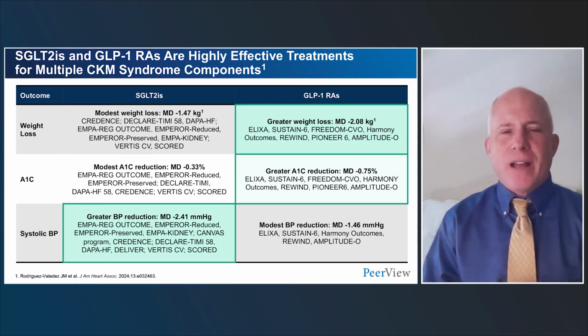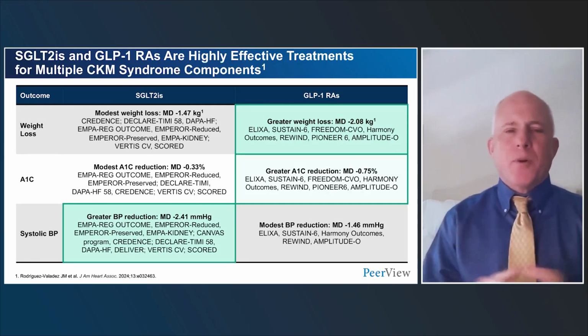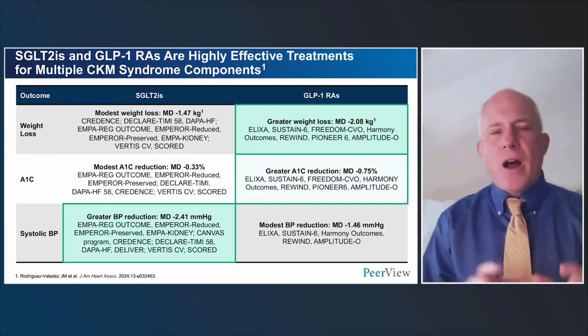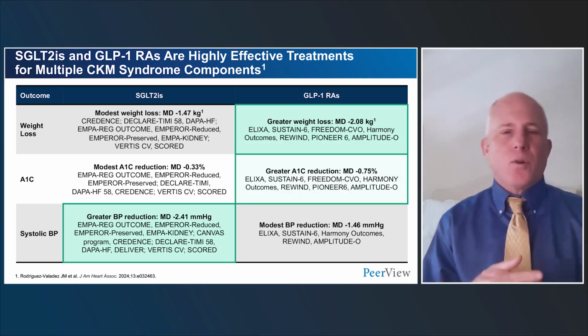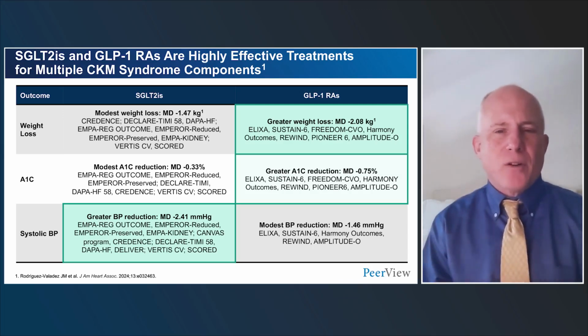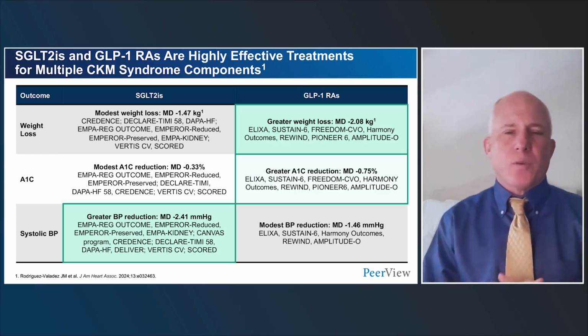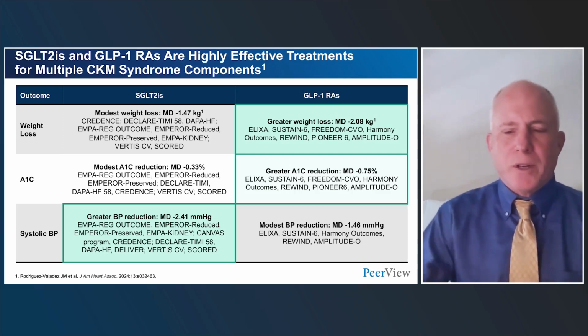As we think about these agents, SGLT2 inhibitors and GLP-1s, you're probably pretty familiar with the benefits that they have in terms of weight loss, A1C reduction, and systolic blood pressure. Certainly highlighting that, in terms of weight loss and A1C, you might see a greater reduction with the incretin-based agents, but you do get benefits with both of these classes, and you get better blood pressure reduction with the SGLT2 inhibitors.